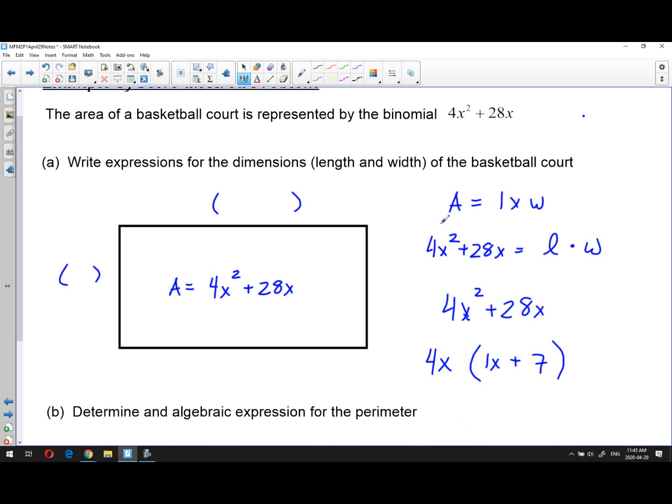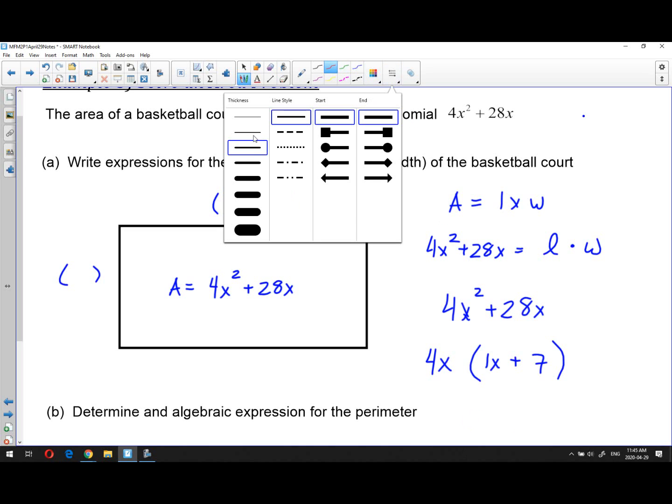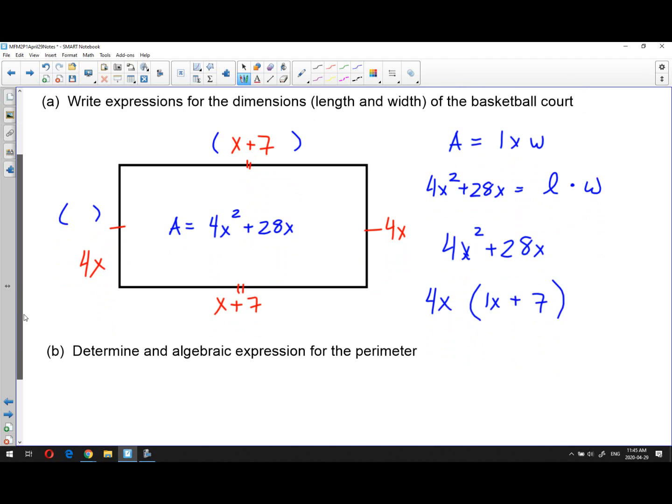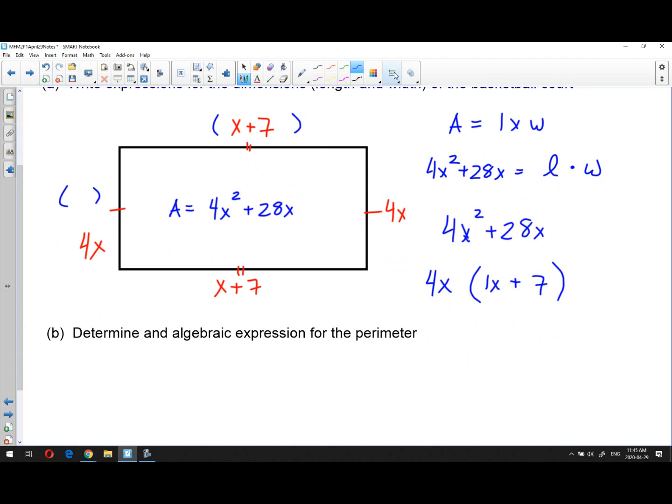Okay, good. So that's enough to tell us then that the length and width of this basketball court as expressions, the length is going to be 4x, and the width is going to be x plus 7. And because this side is the same as this side, this is also x plus 7, and this side is the same as this side, this is 4x. So now we know the dimensions of the rectangle.